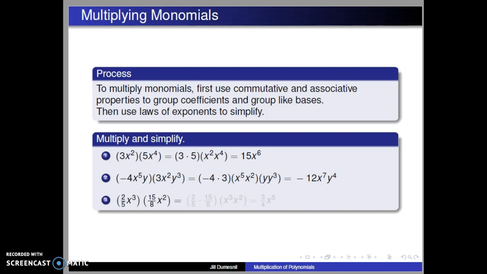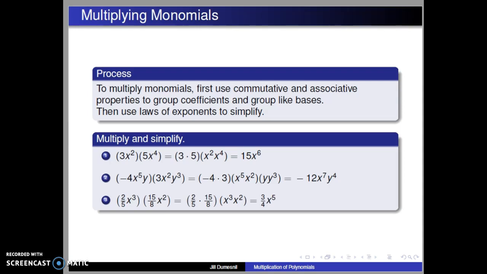The coefficients don't have to be integers. With fractional coefficients, the process is the same. Reorder and regroup the factors, putting the constants together and the like variables together. Remember that to multiply fractions, it's convenient to factor and cancel as you compute.